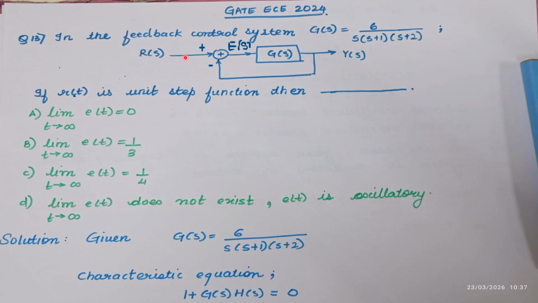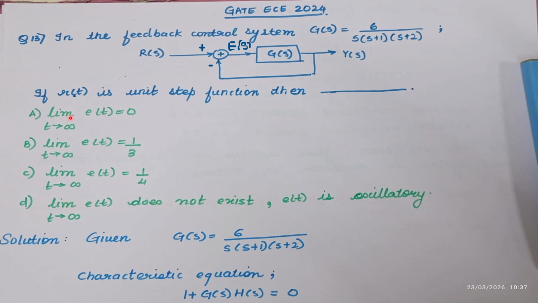So here R(s) is your input, r(t) is the input, R(s) minus Y(s) is the E(s) that goes to the forward path gain given as G(s). The feedback path gain here is unity, this is a unity feedback system. So the question says, if r(t) is a unit step function, then one of the following is true.